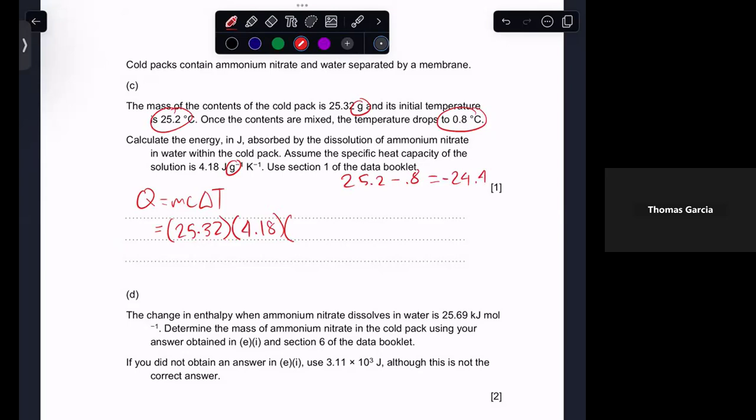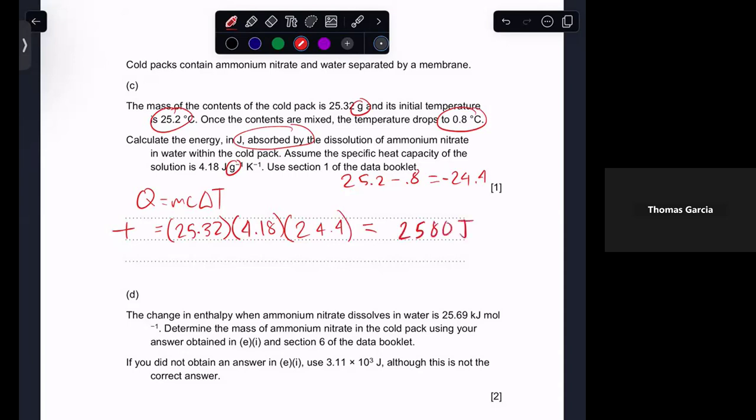It changes in a negative direction. The temperature goes down. However, because the solution goes down, what they mentioned is this is being absorbed by the nitrate. That heat is absorbed by the nitrate. Therefore, we are looking for a positive value, and we will use the positive difference, 24.4.